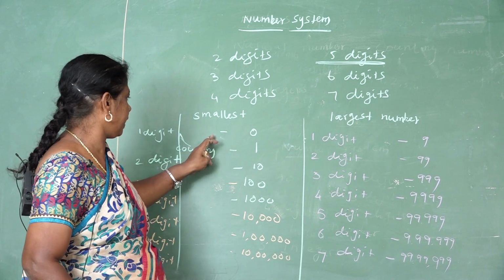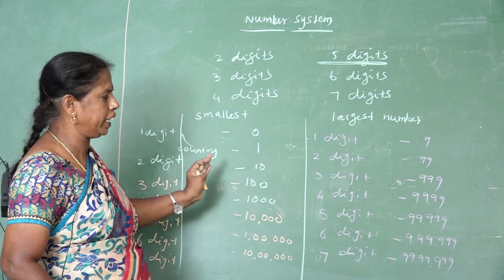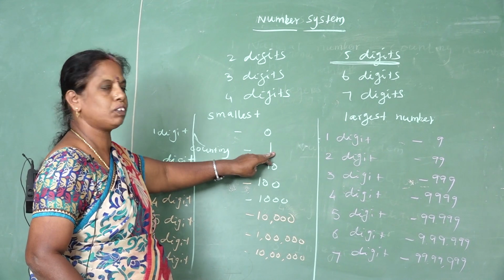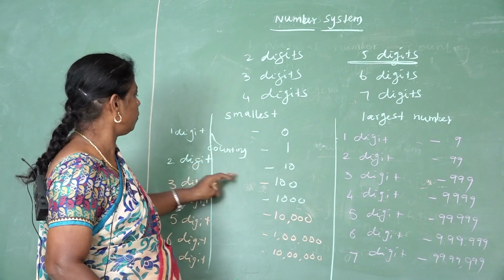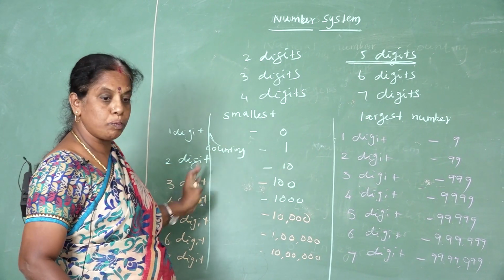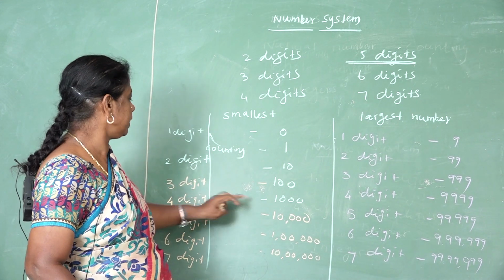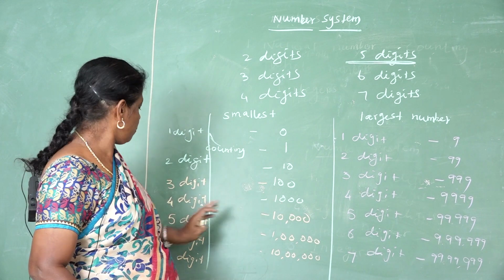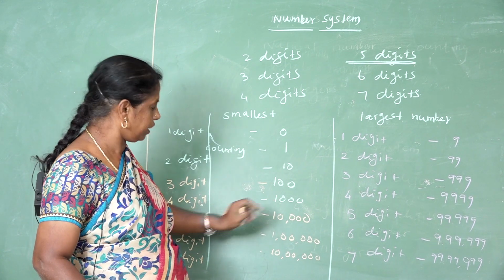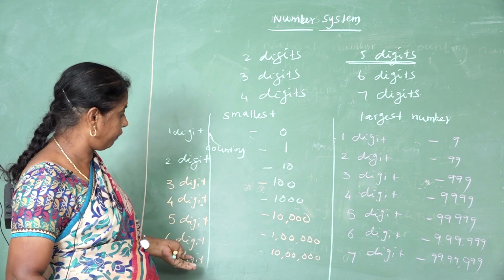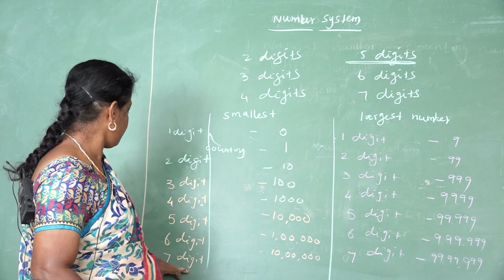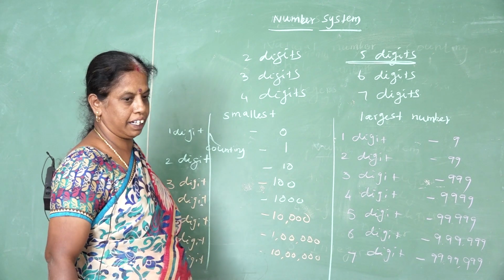Now you come to the smallest number. Smallest 1-digit number is 0. But in counting, smallest 1-digit number is 1. Smallest 2-digit number is 10. Smallest 3-digit number is 100. Smallest 4-digit number is 1000. Smallest 5-digit number is 10,000. Smallest 6-digit number is 1 lakh. Smallest 7-digit number is 10 lakhs.